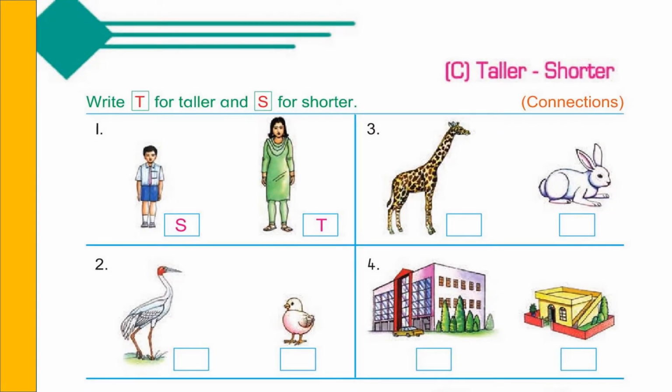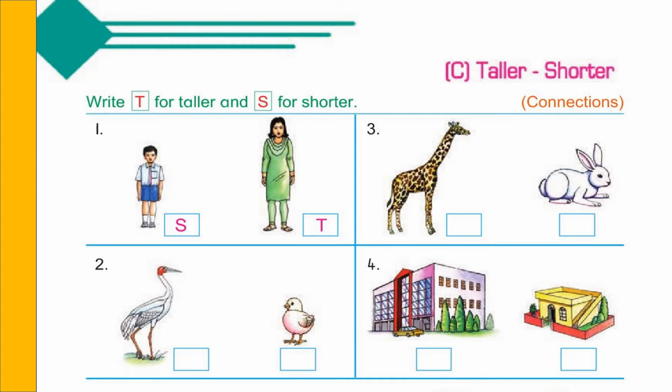Next, taller, shorter. We use this very frequently. Daddy is taller than the kid. Yes or no? Mommy is taller than the kid. Yes. So let's see here in the first number 1 question. It's an example, and here the kid or the boy is shorter than the mommy. Mommy is tall. So the letter T for taller, S for shorter.